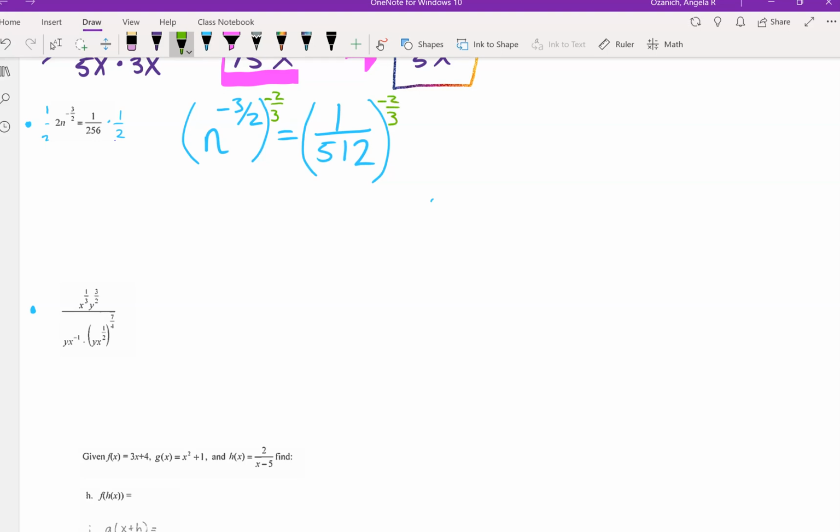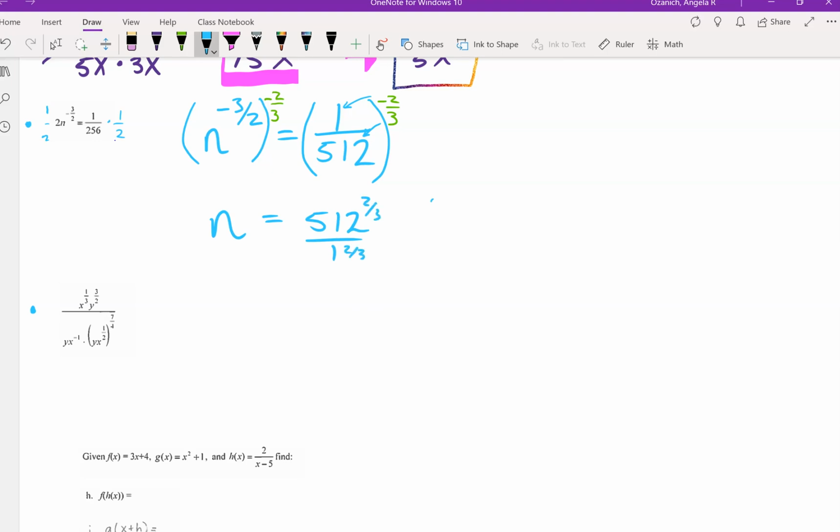What this does for this left side of my equation is now I have an n to the first power. So that's just going to be n. Over here, because that is a negative exponent that's being applied to both the 1 and the 512, it's going to actually bring your 512 up into the numerator. So it actually becomes positive.